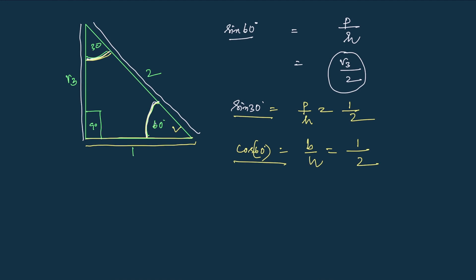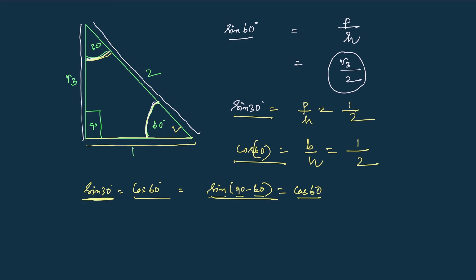So what is the thing that you are observing right now? Sine 30 degree is nothing but cos 60. So how can we write this angle? I can write sine 30 as sine of 90 minus 60, right? Without loss of generality, we are not doing any conversion, only representing this 30 by 90 minus 60. So sine 90 minus 60 is equal to cos 60.